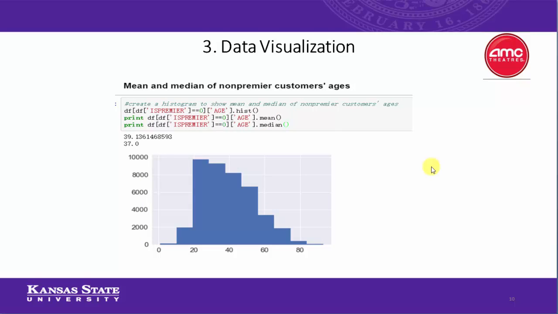Next, in this visualization, I made a histogram to show the mean and median age of non-Premier customers. This result shows that the mean is 39.1 years old, and the median is 37 years old. This shows that AMC's non-Premier customer base is concentrated around 39 years old.